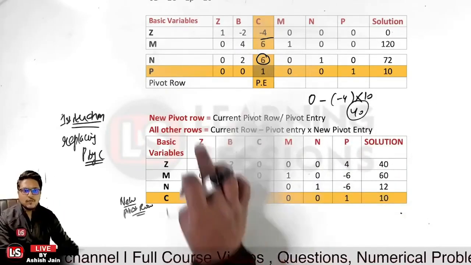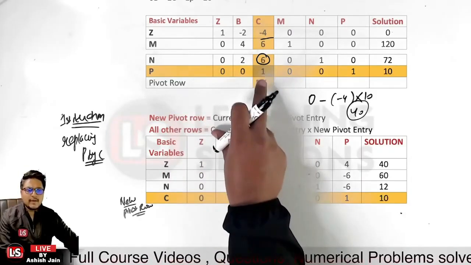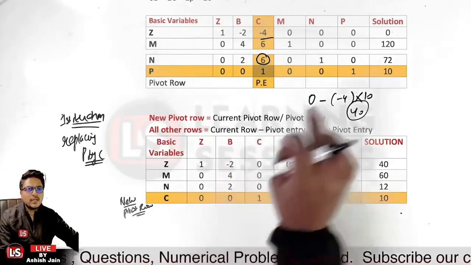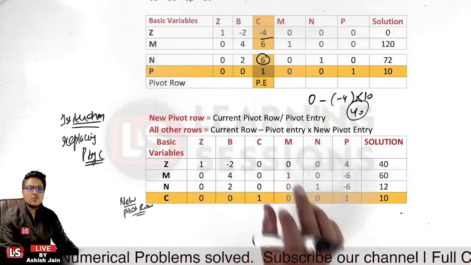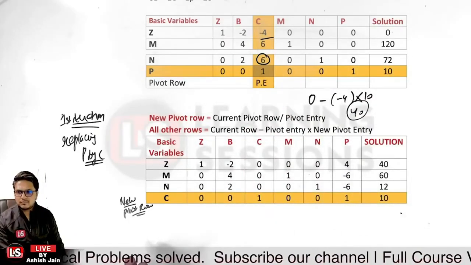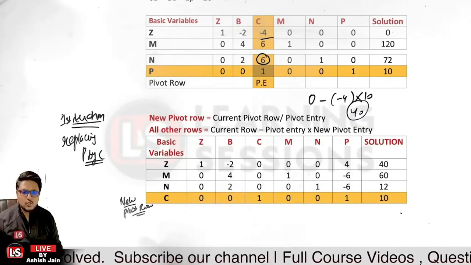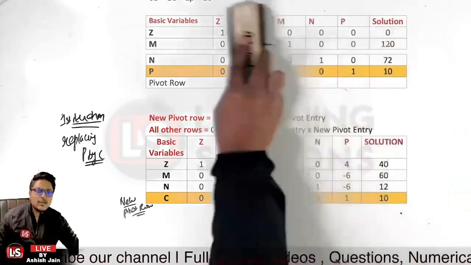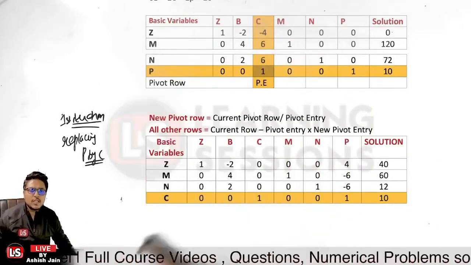For the pivot row, we calculated the values by the row divided by the pivot entry, and for all the other rows you need to calculate the values by using the formula: current row minus the pivot entry, and further divided by the new pivot entry. Is that particular part clear? We will be solving another iteration too, and you'll get to know how it is possible. So we calculated it for all the rows and columns over here, and this particular table was formed.